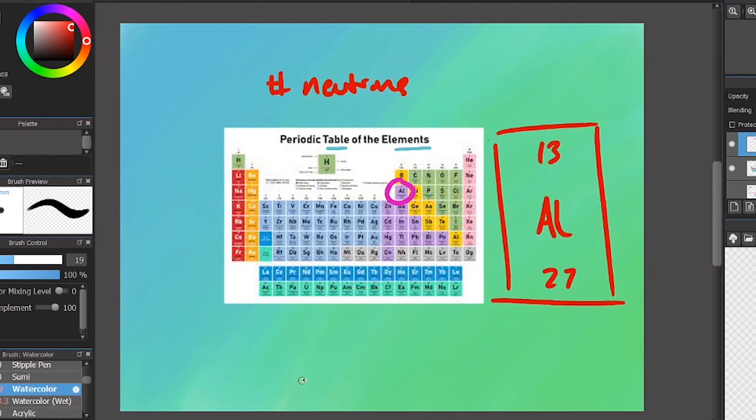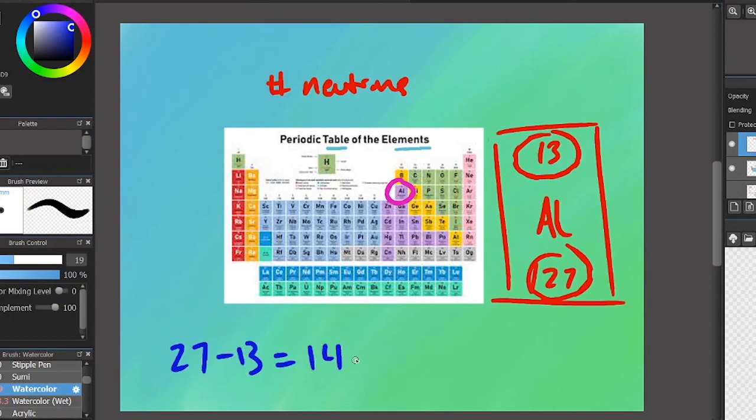Hopefully you're able to figure that out. As we learned earlier, you just subtract the number of protons from the atomic mass. So in this case, the number of neutrons equals 27 minus 13, which comes out to 14 neutrons.